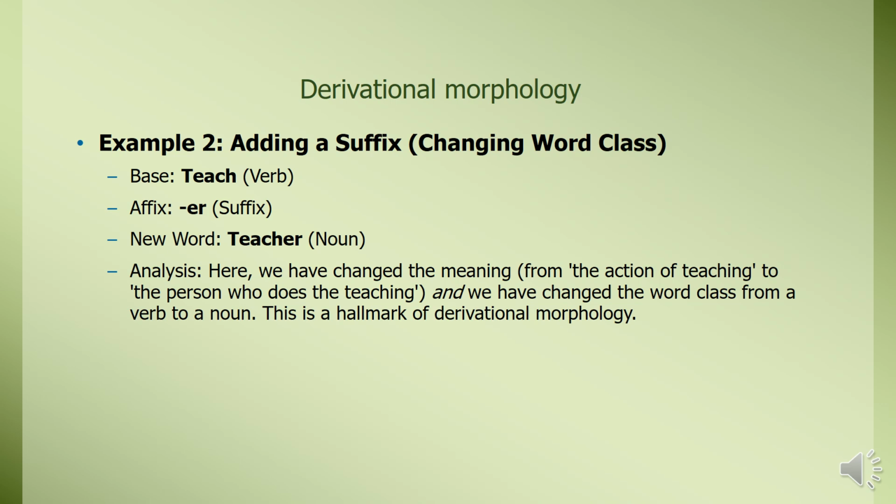But because unhappy does not change the word class, so please ignore the previous example of unhappy, because it was an adjective, and it has remained an adjective after the addition of the prefix. I just ask you to ignore that example. Now, the best example we have here is teacher, because here the suffix er changes the word class from a verb to a noun. For that reason, it is derivational.